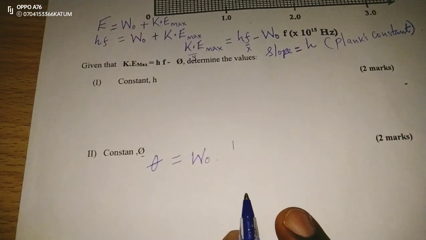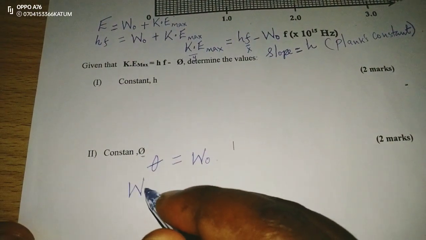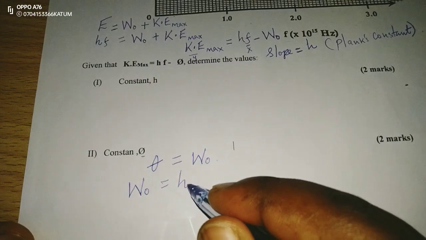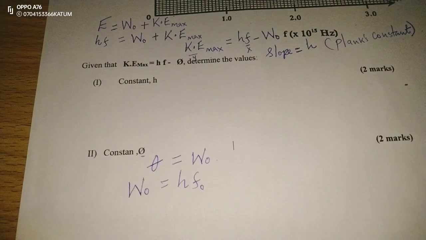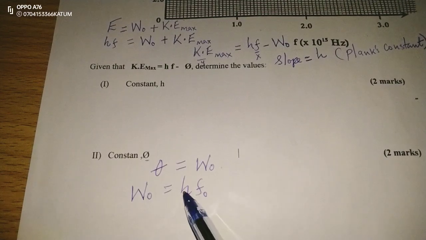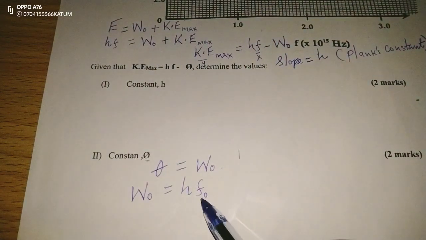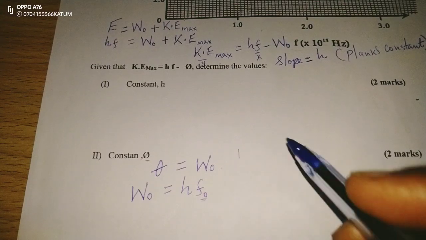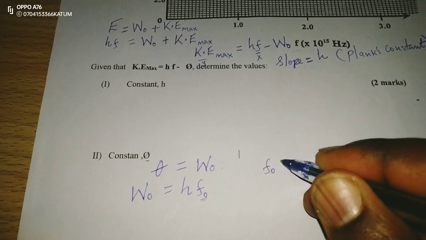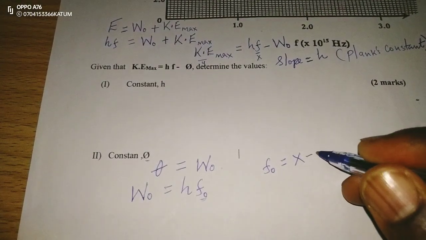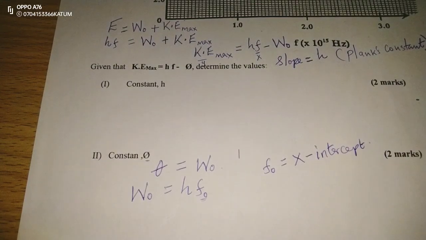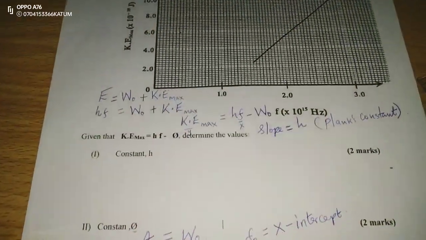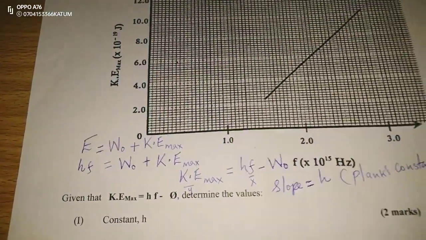And how do we get work function? Work function is usually obtained by HF naught. Again, we ask ourselves another question. Because H has already been obtained from the slope, what about F naught? So F naught is usually equal to the x-axis intercept in such a graph.